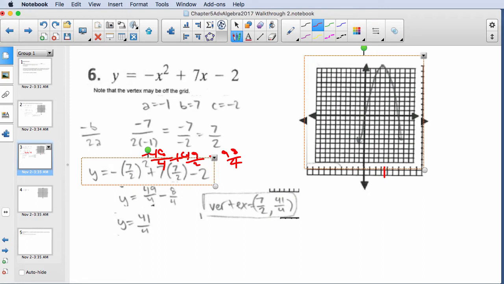Notice here that the y-intercept is negative 2, so there's another point at negative 2 reflected across the axis of symmetry, so we have 3 points and we can graph the parabola.